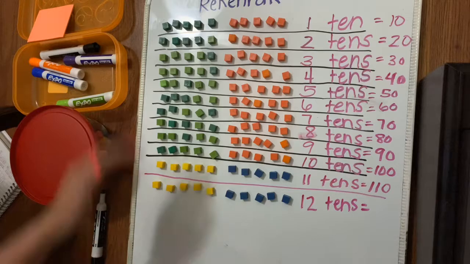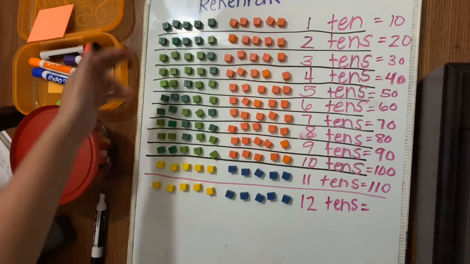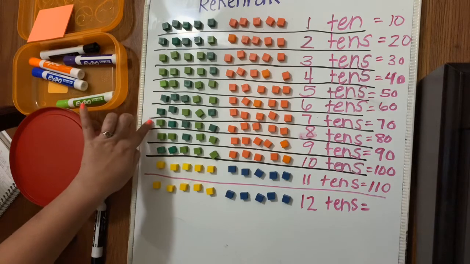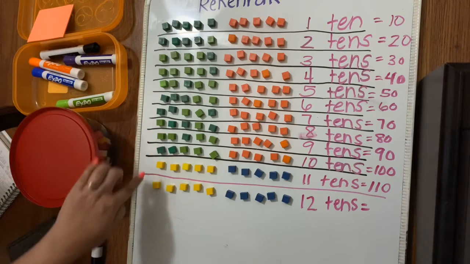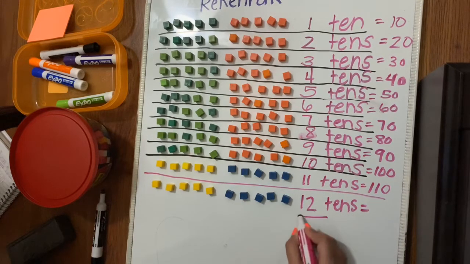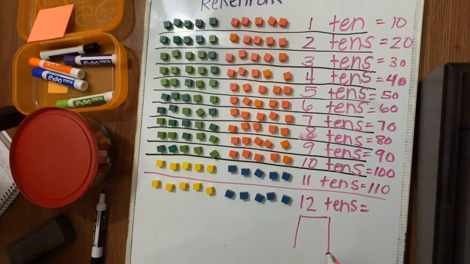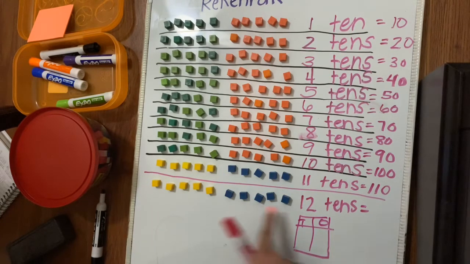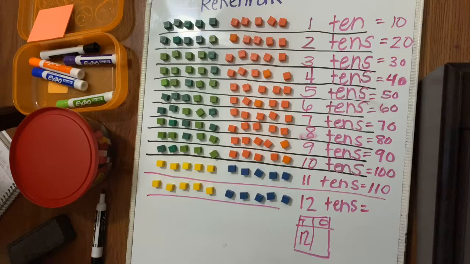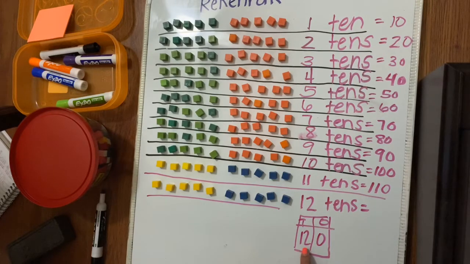120. You can either count by 10s all the way down, so 10, 20, 30, 40, 50, 60, 70, 80, 90, 100, 110, 120, or you can fill out your tens and ones chart. I'll make a small one here so you guys can see it. I have 12 groups of 10, and I have no cubes underneath it, so I have 0 ones. So 1, 2, 0 is 120.